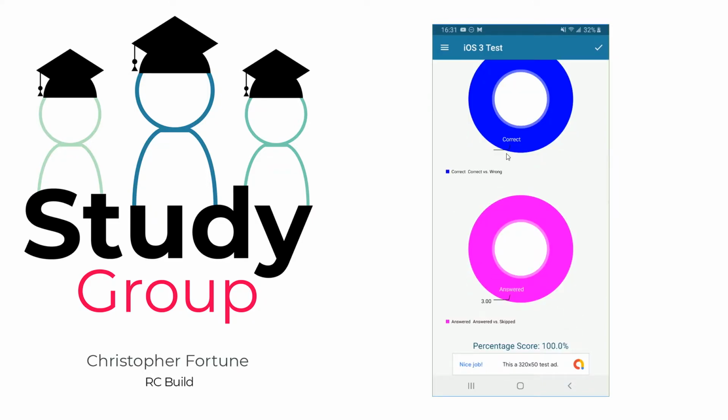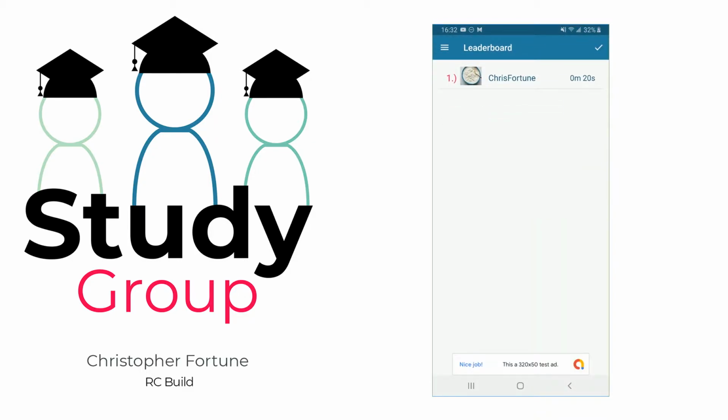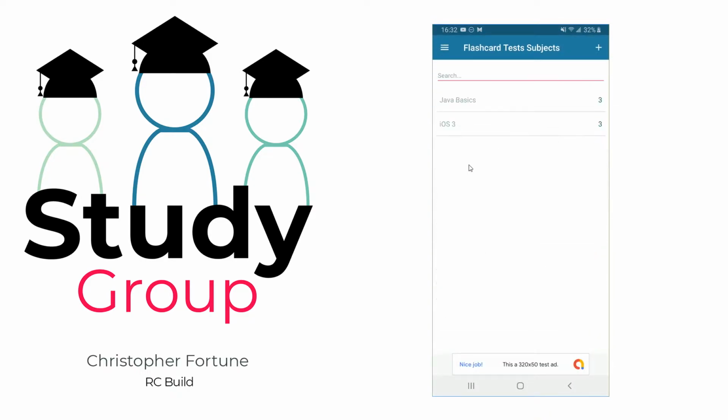As you can see, it's displaying the correct versus wrong, as well as the answer versus skipped, the overall percentage score, as well as the flashcard questions that they got correct, and the questions that they got wrong. Clicking on this plus icon will take the user to the leaderboard of that test. Since that test that we just created and just took is a public flashcard test, there is a leaderboard assigned to it. So if a user were to take that test from the public flashcards area, it will display the leaderboard as well.